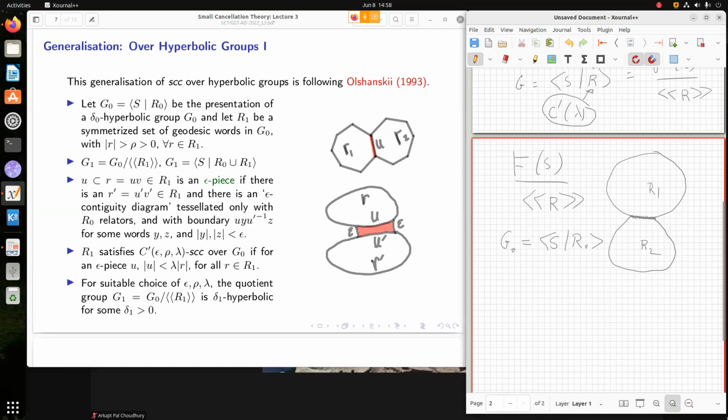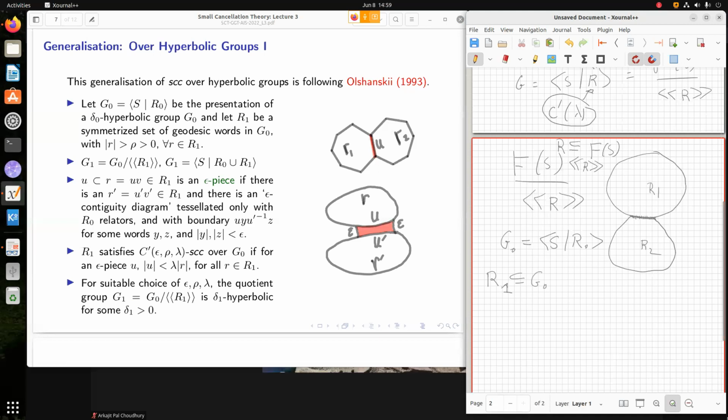Now, if we just want to copy whatever we were doing here verbatim to this context, what do we have to do? What were we doing here? We took a subset R of Fs and then generated the normal subgroup with R. It's a normal subgroup of Fs and then took the quotient. So if we have to do the same thing, we will do what? We will take a set. Suppose I take a subset R1 of, here it was Fs, now I will take G naught.